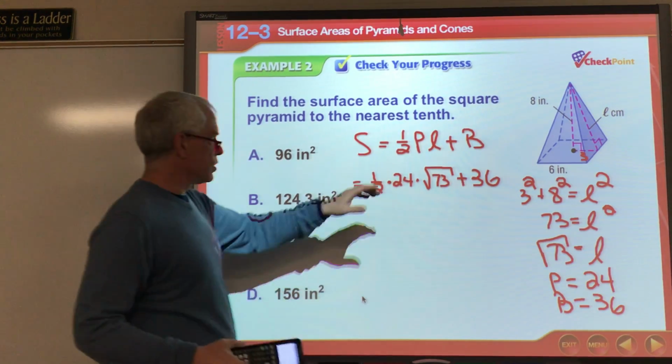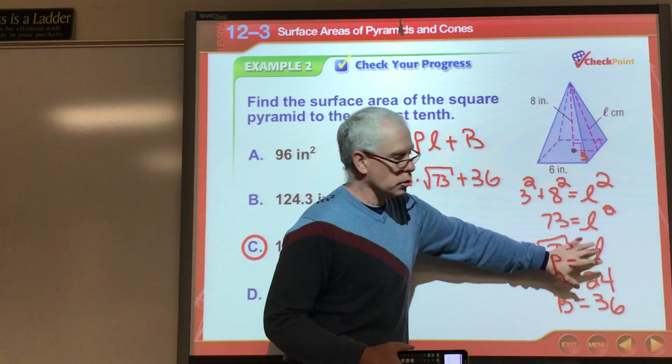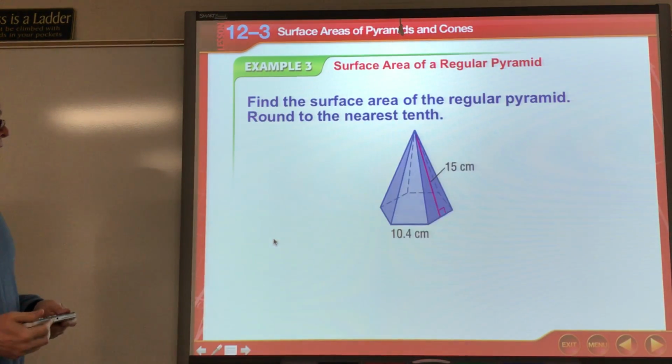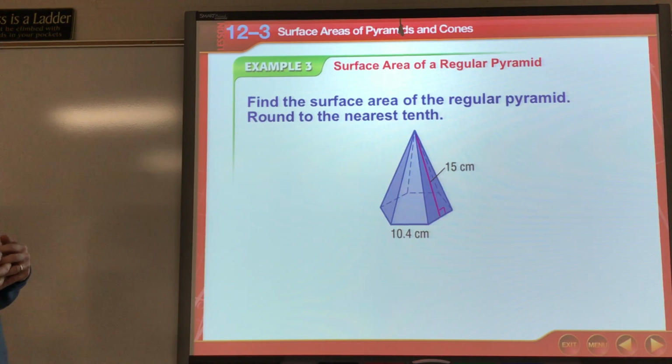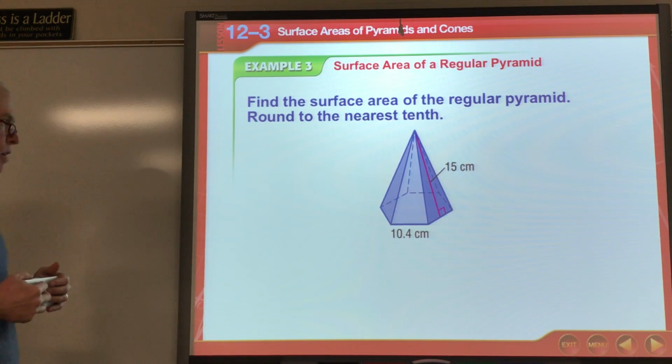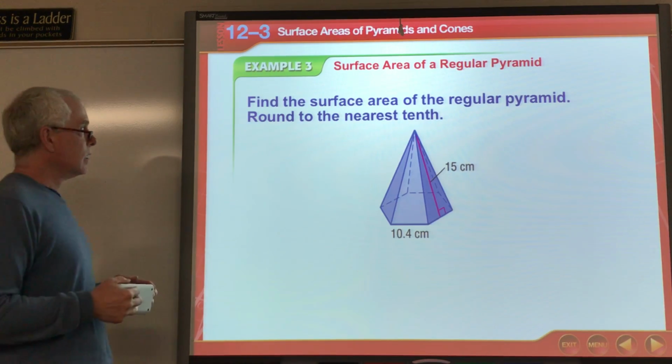So be real diligent, guys. Find the individual parts first, boom, boom, boom, and then plug them back into the formula, okay? So find the surface area of the regular pyramid. If you look at it, it's a regular hexagon for the base.